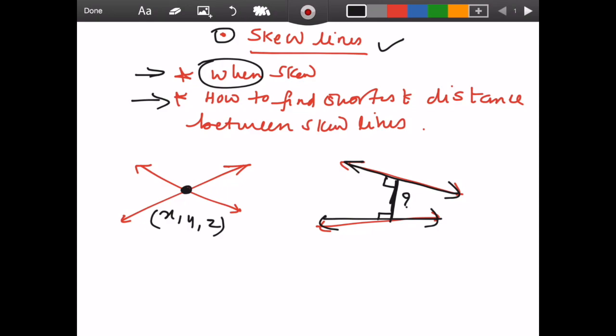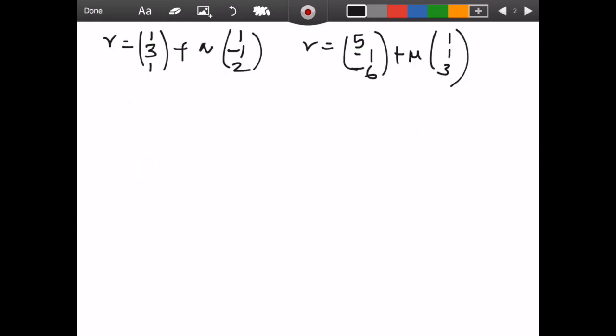So beginning, we're taking one example. Consider these two lines. The first line I'm taking has the vector equation r equals (1, 3, 1) plus lambda times (1, -1, 2), where lambda is a parameter. The second is (5, -1, 6) plus mu times (1, 1, 3), where mu is another parameter.